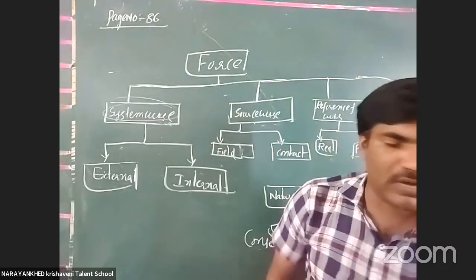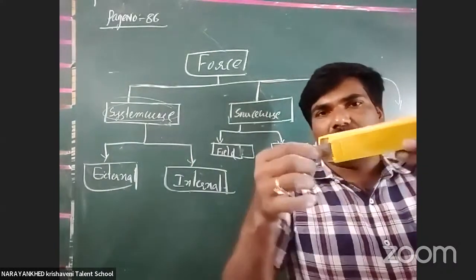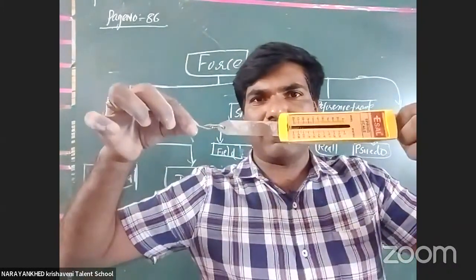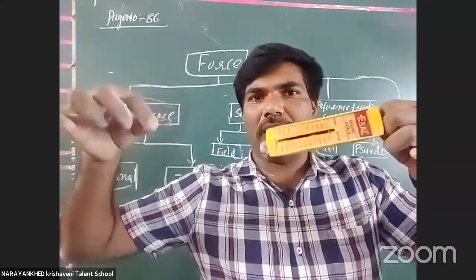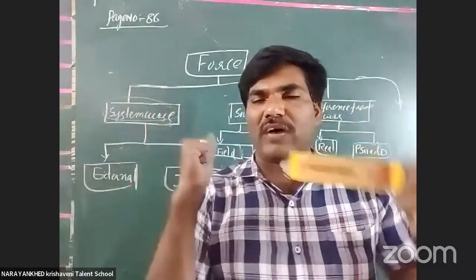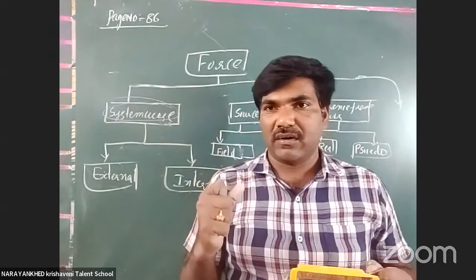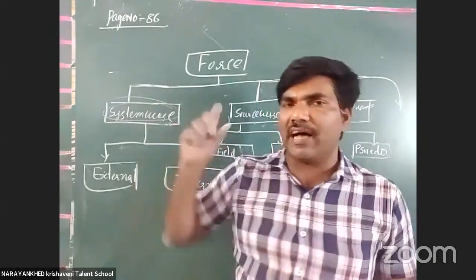Suppose you consider the spring balance. There is an external force applied on it, and it will be extended. But when I remove it, it comes back. Why? Because some internal force is working on this spring. That property is called elastic property.